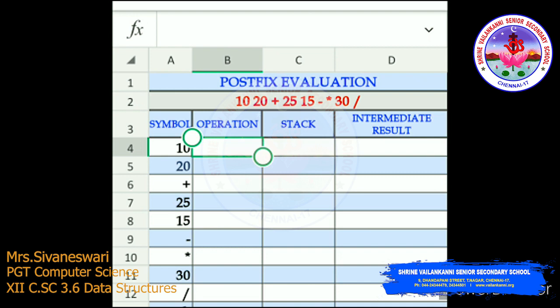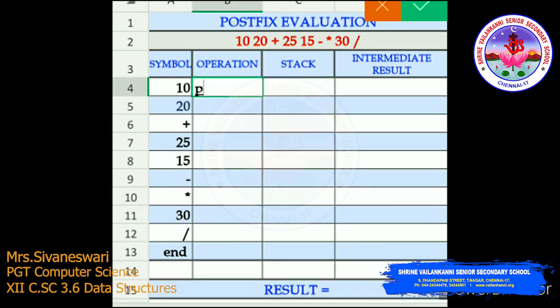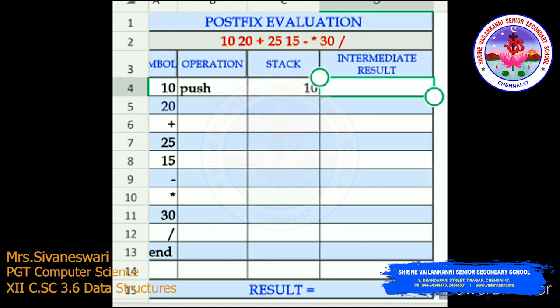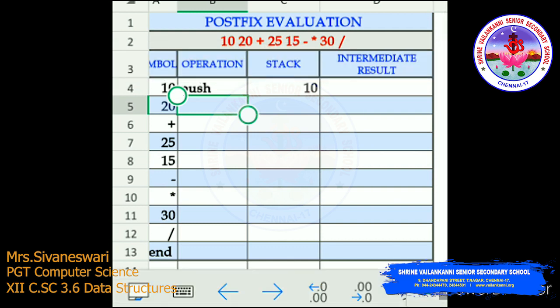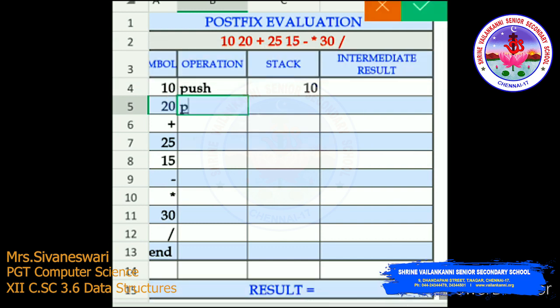Here 10 is an operand. So first we push the operand. Inside the stack we have 10 pushed in. Intermediate result is blank. Next comes an operand 20, which is also pushed. So in the stack we have 10 and then 20. So 20 is the top element.